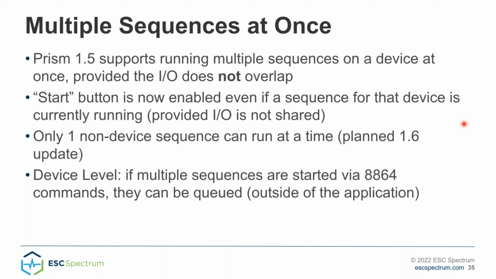Only one non-device sequence can run at a time. This is a Plan 1.6 update. I don't think non-device sequences, which are sequences that are running Prism only, are used in a whole lot of places, so it may not affect a whole lot of people, but that's kind of an internal thing.